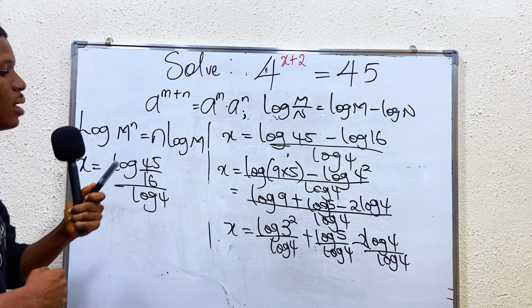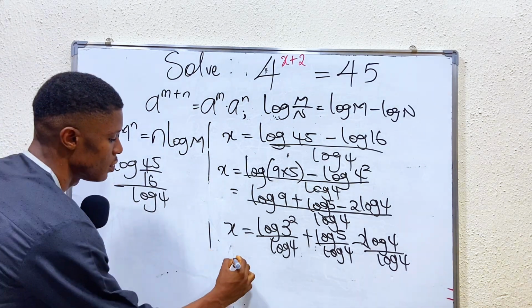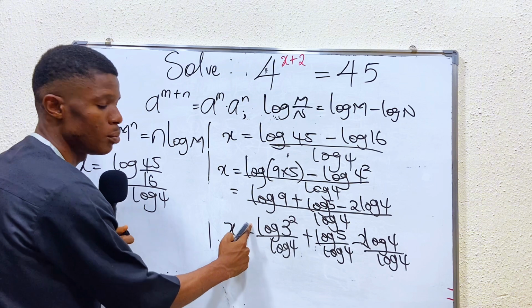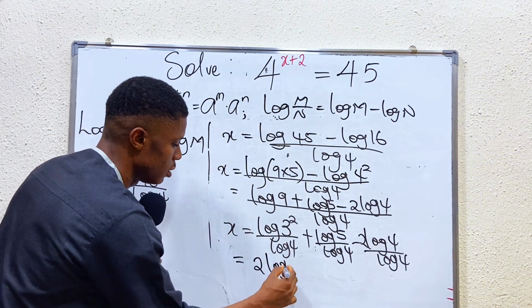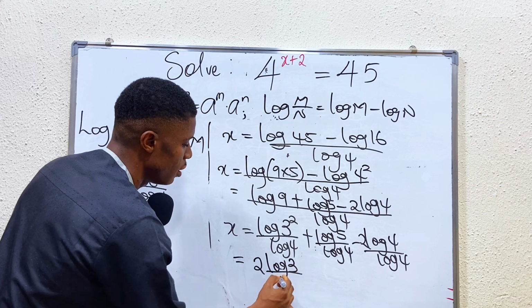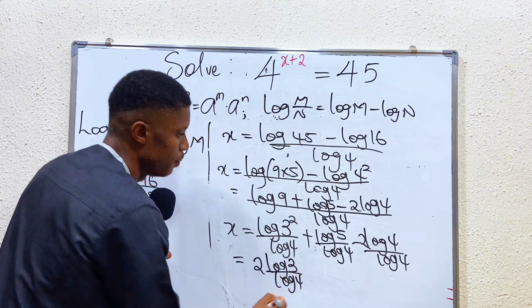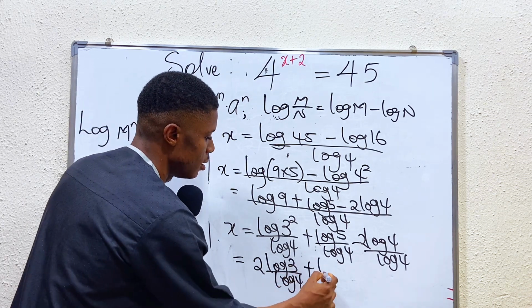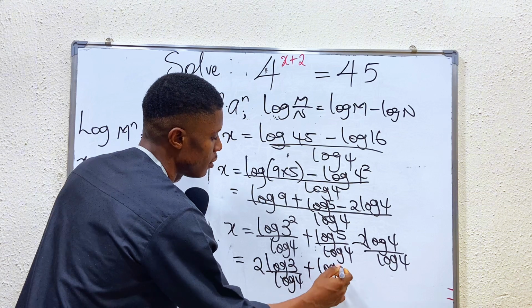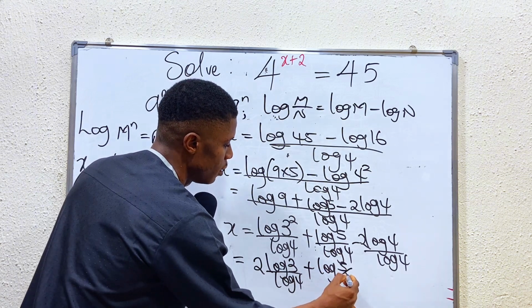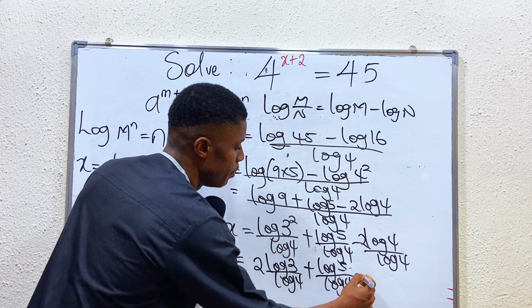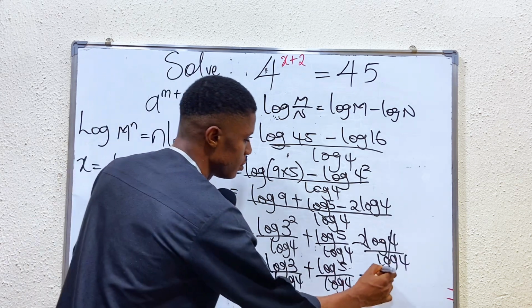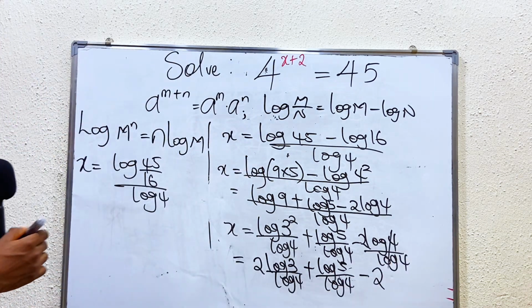So at this point, we have to simplify. This shows that x will be, these two will multiply the log as usual. We have 2 log 3 over log 4, then plus log 5 over log 4, minus log 4 over log 4 will cancel out, you have 2. So this is what we got.